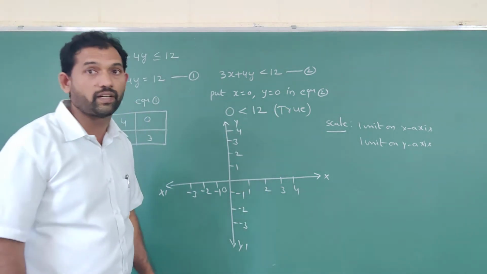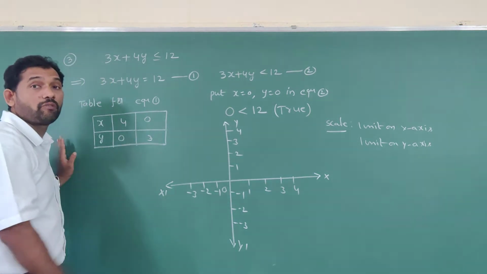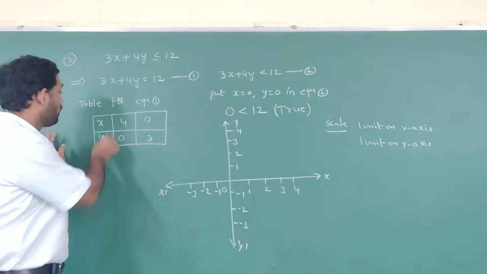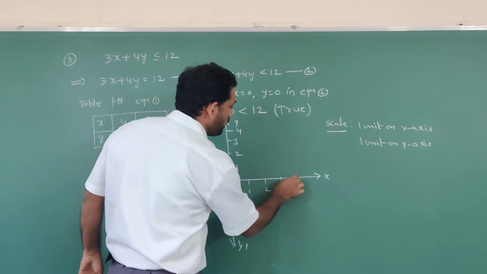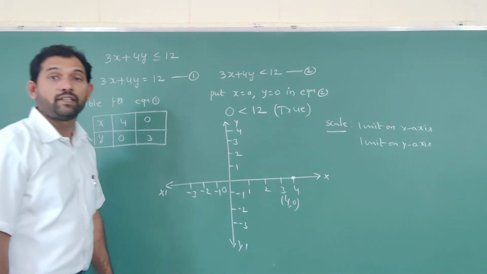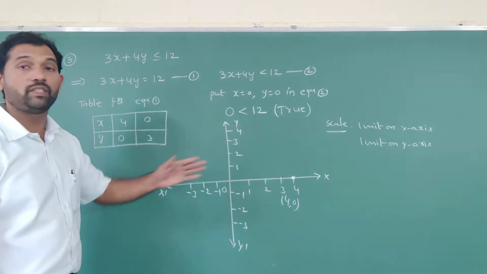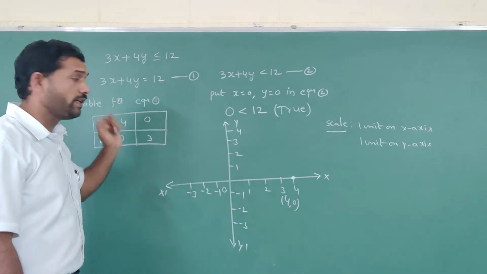Otherwise the graph will go wrong. Now represent the points. See equation number 1 table. So x equal to 4, y is equal to 0 means 4 comma 0. Next one, x equal to 0, y is equal to 3.